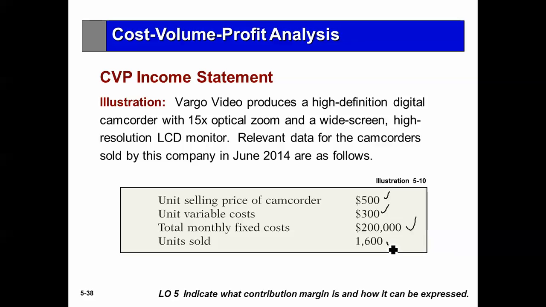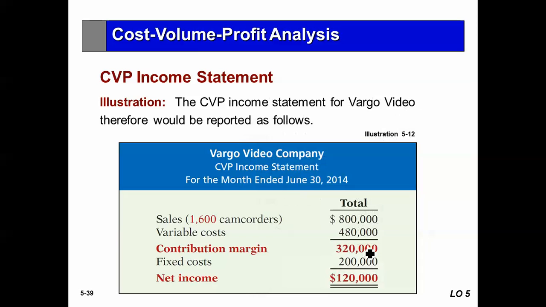I sold 1,600 units. So now that I have the units and the selling price, I can do an income statement. Okay, I sold 1,600 camcorders at, what was it, 500 each, so that sells 800,000. But I subtract from the selling price, total sales, the variable cost, the total variable cost. Variable costs were 1,600 camcorders times $300 for 480,000. And I get then the contribution margin. That is what's left over after I cover my variable costs. That's not profit because I have the fixed costs that I have to cover. And what's left then is net income.